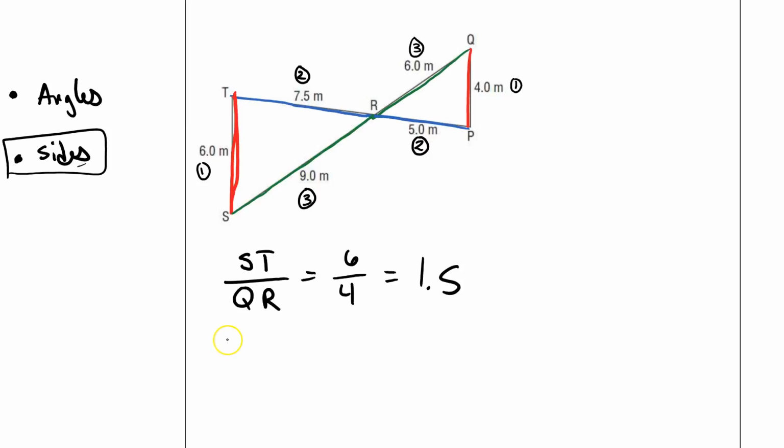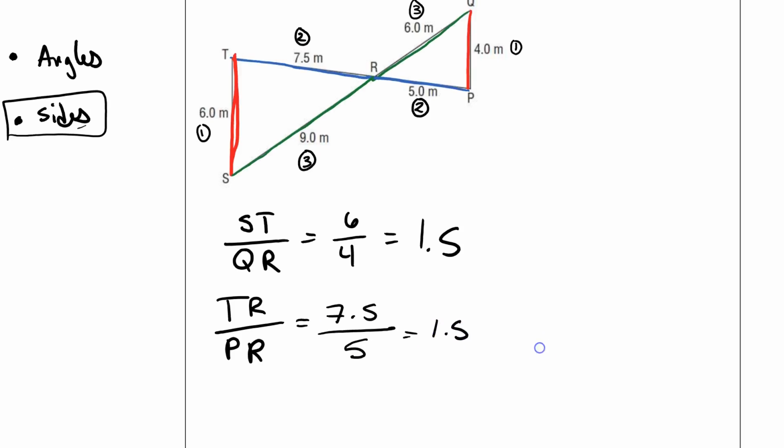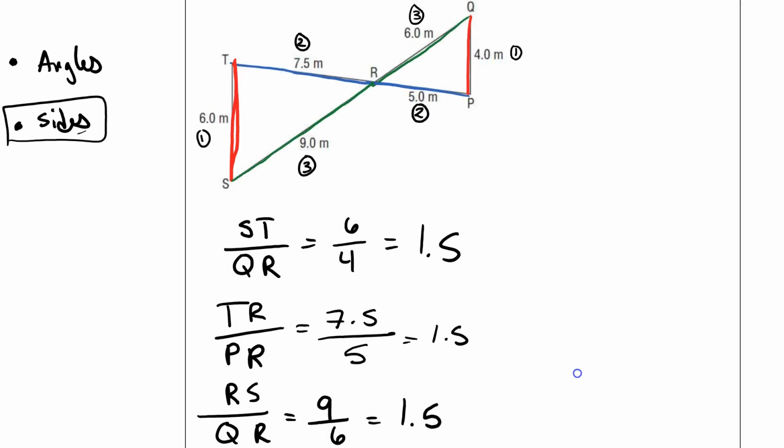So the next one, let's go TR over PR. So TR is 7.5, and PR is 5. Look at that, 1.5 is our scale factor. Last but not least, let's deal with RS over QR. RS is 9 over QR, which is 6. Look at that, 1.5.